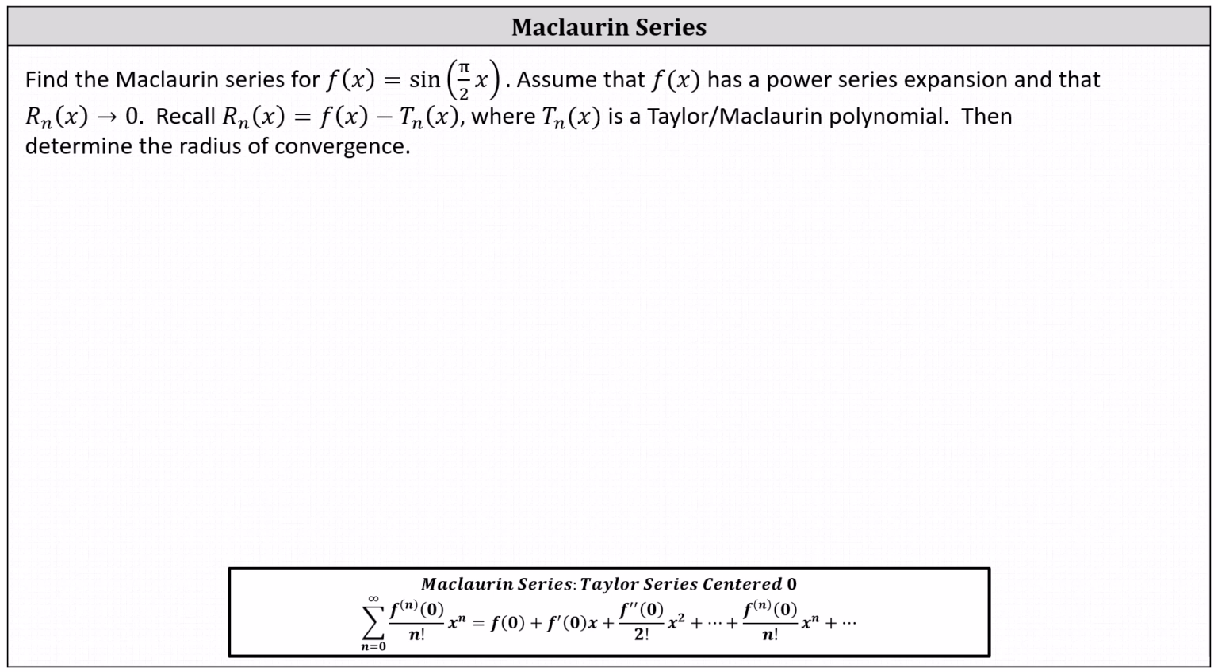Find the Maclaurin series for f(x) = sin(πx/2). Assume that f(x) has a power series expansion and that R_n(x), the remainder, approaches 0. Then determine the radius of convergence.